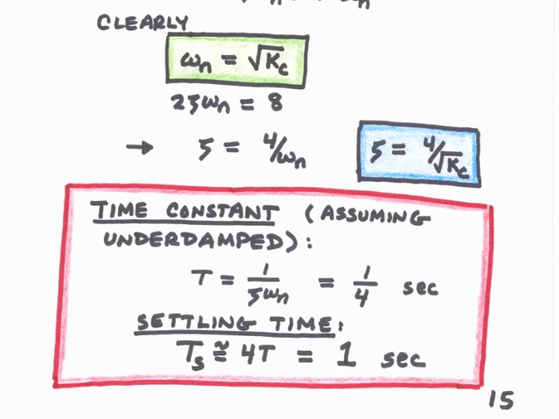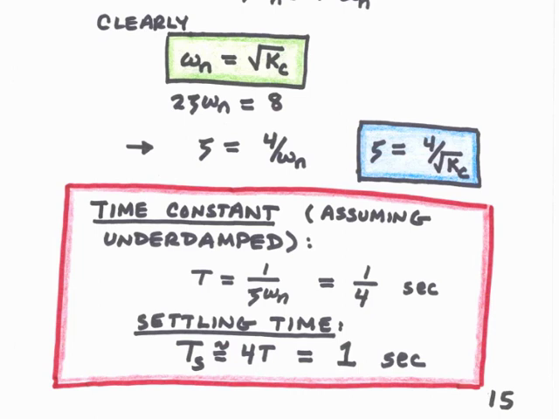Assuming that we've picked kc so that the poles are a complex conjugate pair, we'll find now the time constant of the system. Recall that the time constant is 1 over zeta omega n. Since zeta omega n is equal to 4, we find the time constant is 1/4 of a second. The settling time can then be found as 4 times the time constant. So the settling time for this system is 1 second. Note that here we're using the simple formula for settling time, that settling time is 4 times the time constant.